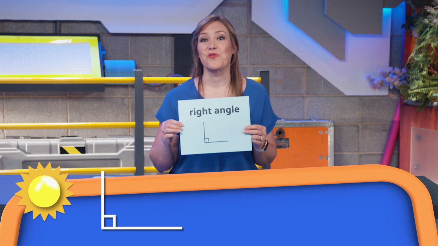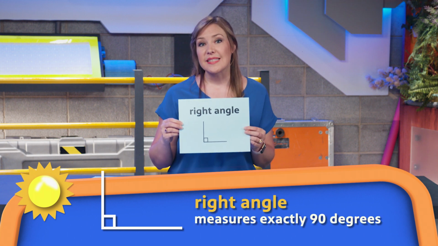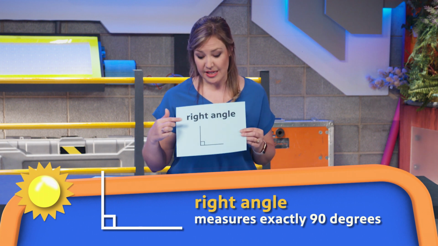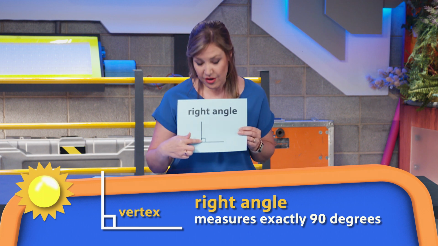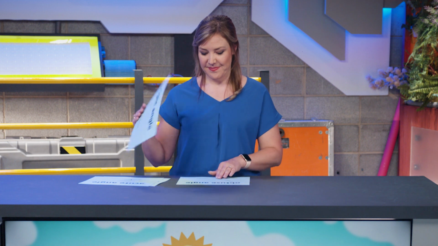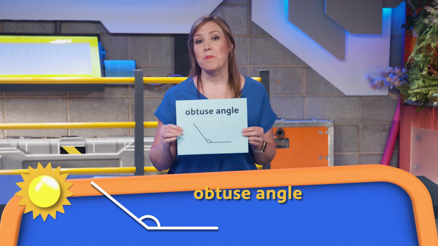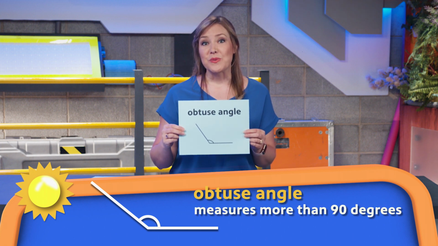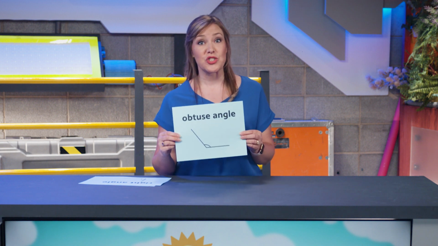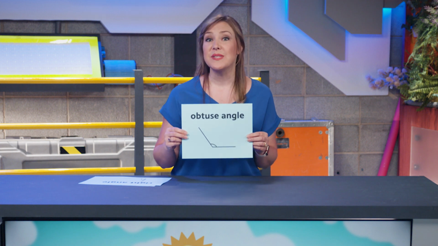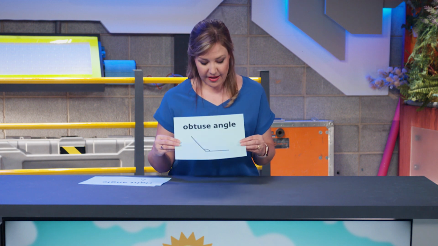Our next angle is a right angle. A right angle measures exactly 90 degrees. When 2 lines intersect each other at 90 degrees and they're perpendicular to each other, they form a right angle. And we show that by drawing a square down at the angle's vertex. Okay, our last angle is an obtuse angle. This is an angle that measures more than 90 degrees. The word obtuse actually comes from a Latin word that means dull or blunt. So if the acute angle is sharp and has a small measure, the obtuse angle is dull and has a much larger measure. We draw it by connecting 2 rays at a vertex point.